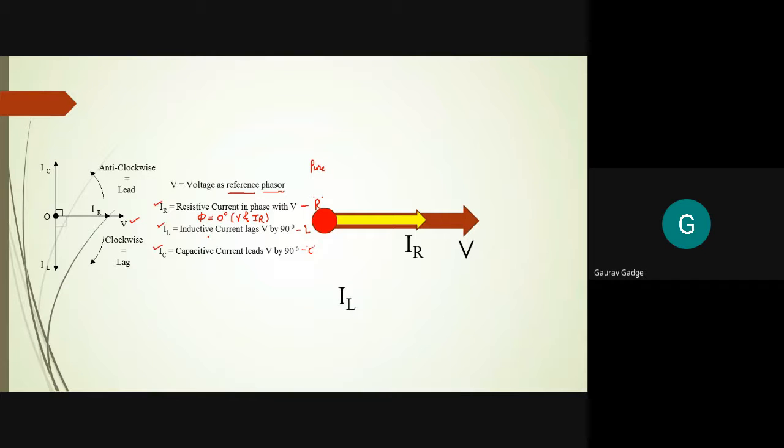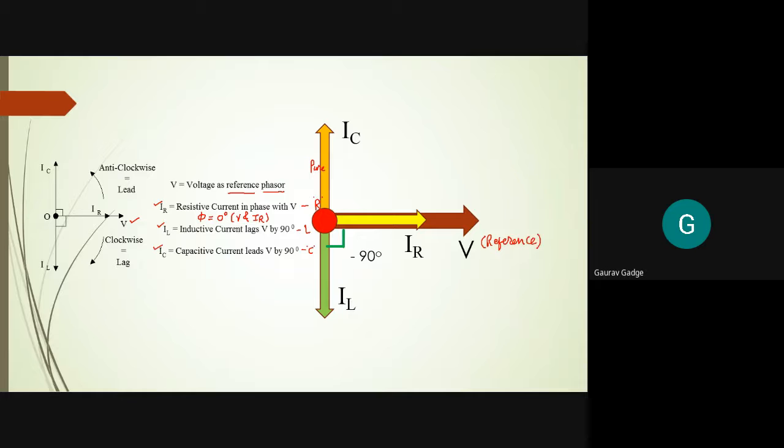Now the second current is inductive current, and that inductive current is plotted perpendicular to the reference phasor on negative y. Okay. Then the third phasor is for the capacitive current, and it is again perpendicular to the reference axis, but it is on the positive y-axis. Right. Now, what is the phase angle between this inductive current and voltage? It is 90 degrees, because this voltage phasor acts as a reference.